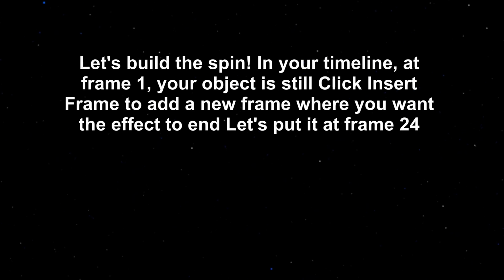Let's build the spin. In your timeline, at frame 1, your object is still. Click Insert Frame to add a new frame where you want the effect to end. Let's put it at frame 24.